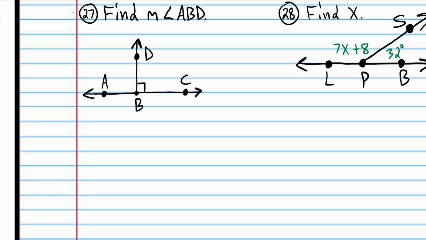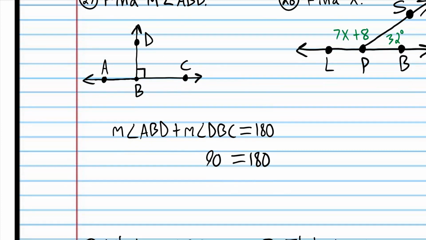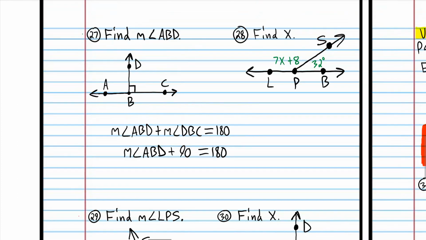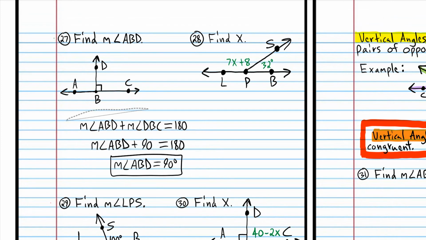So that means that the measure of angle ABD plus the measure of angle DBC has to be 180 degrees. And we know the measure of angle DBC is 90. How do we know that? Because we have this box here. That means it's a 90 degree angle measure. And we're trying to find the measure of angle ABD. So just subtract 90 from both sides and we find the measure of angle ABD is 90 degrees. So pretty easy.